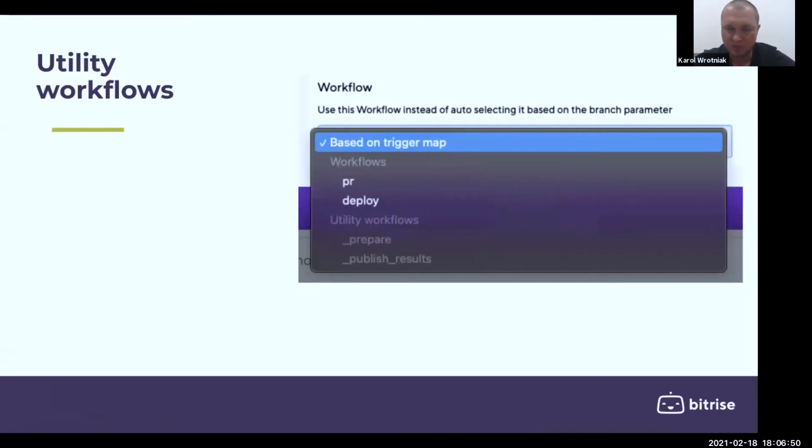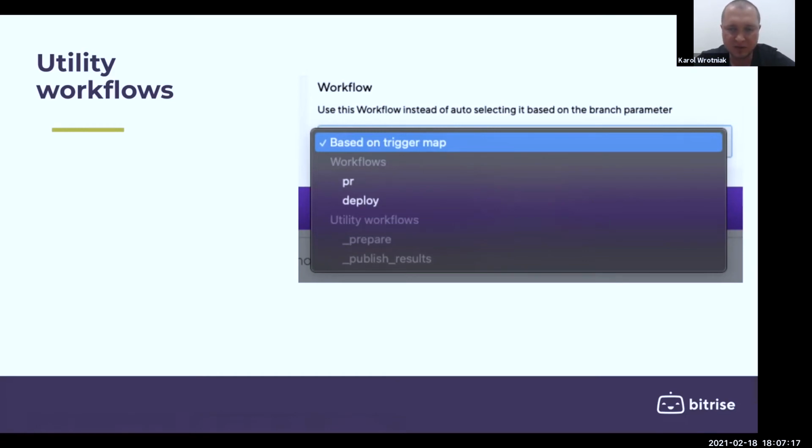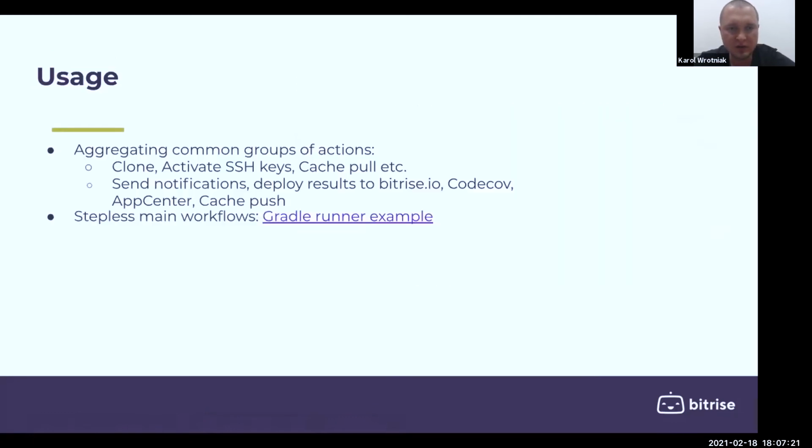If you open the Bitrise.io website application page, on the run pop-up you can see that you can choose a workflow to be run, and utility workflows are also here, but they are grayed out. They cannot be started. So that's the first difference between utility workflows and the normal regular workflows.